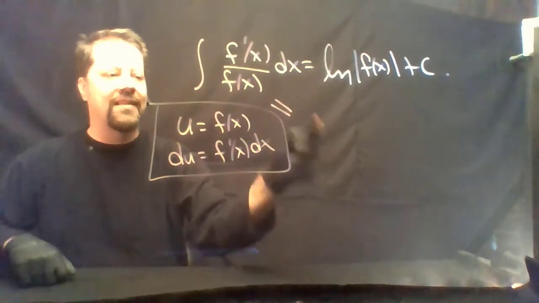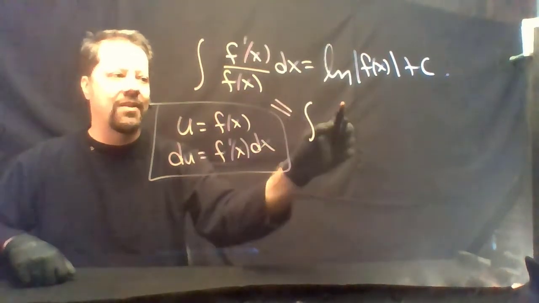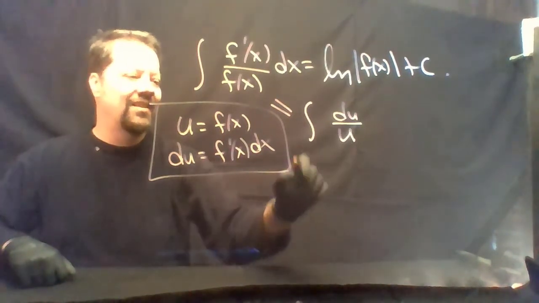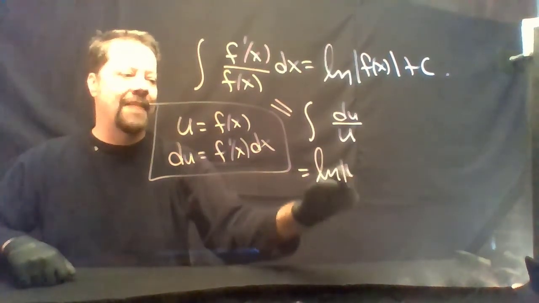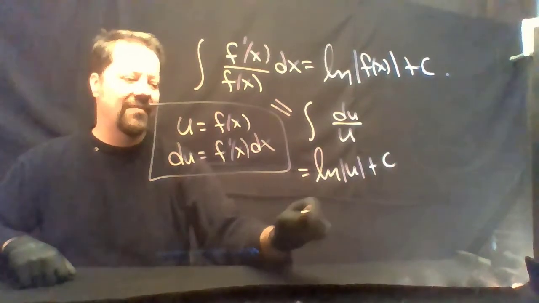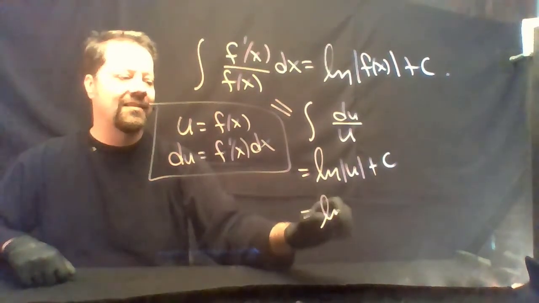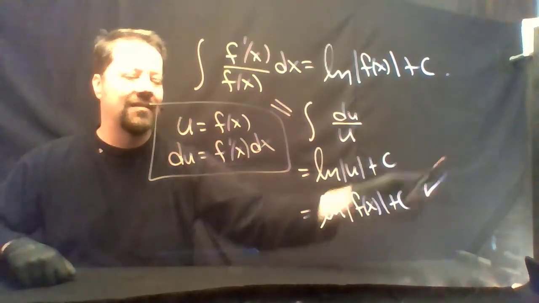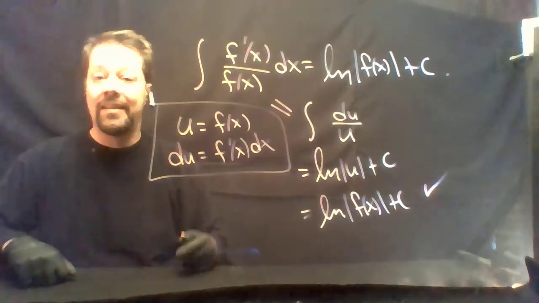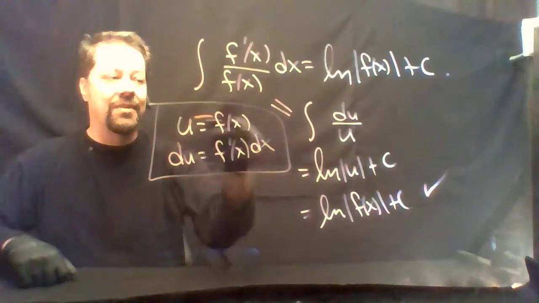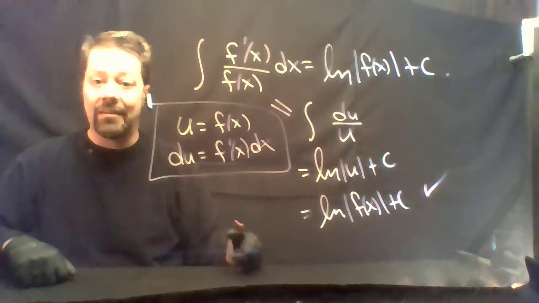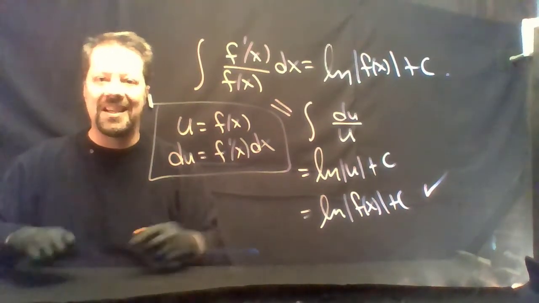You can see then that the integral becomes du over u, and that's clearly the log of the absolute value of u plus c, and substituting back the log of the absolute value of f of x plus c, verifying this formula. So in fact, you don't have to do this work again. Anytime you see f prime over f, you get log absolute value of f of x plus c. Let me give you an example.